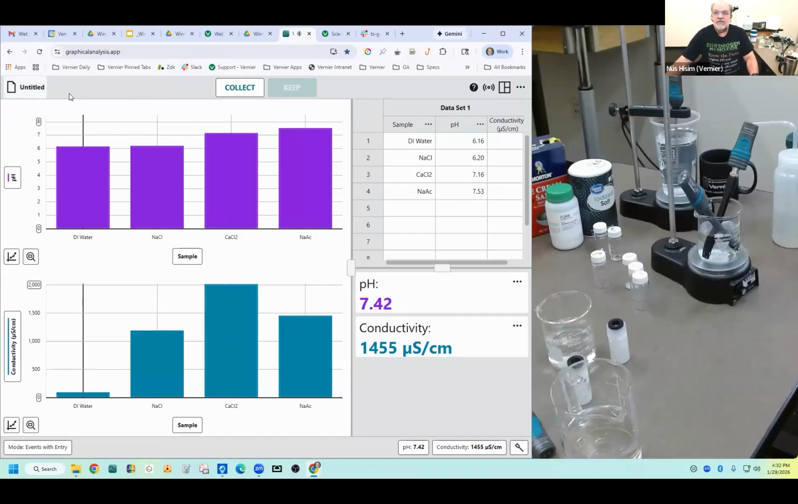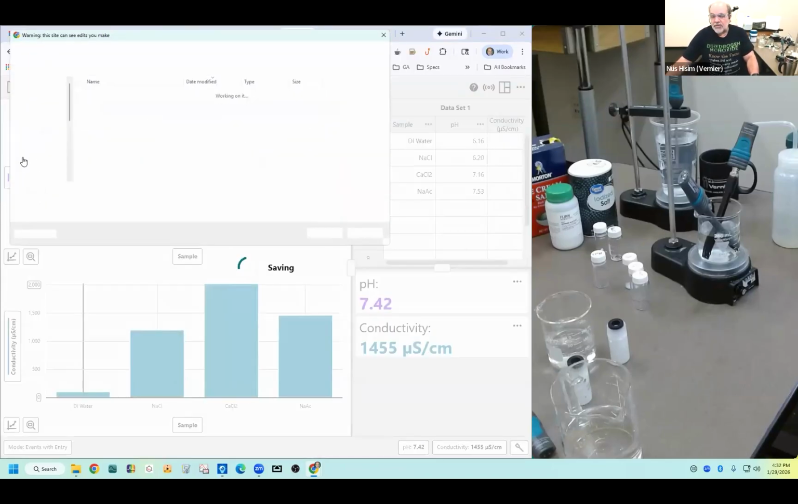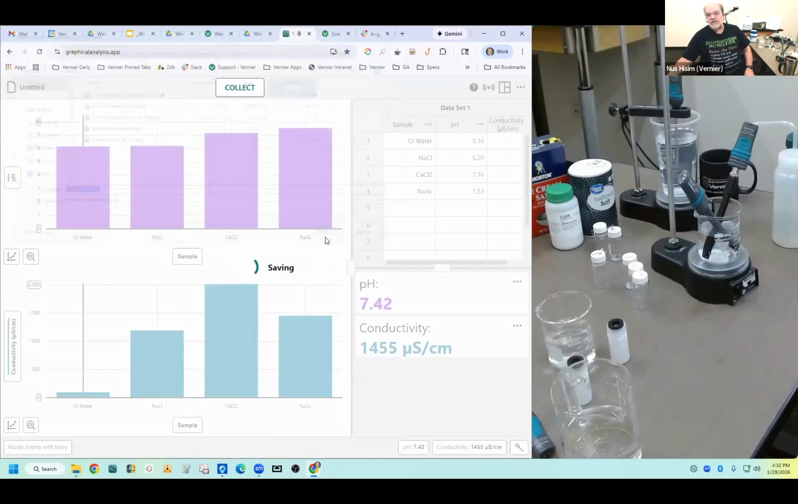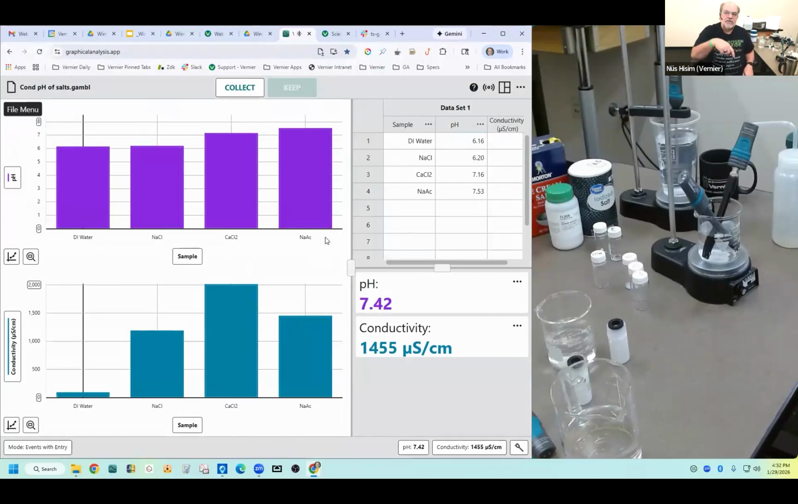I need to save this file so that you guys can have it, because I don't think I have this file. So I'm going to save it here. This is going to be conductivity and pH of salts. And then while Sarah's talking, I'll move it into the sample folder so you guys can have a look at it.